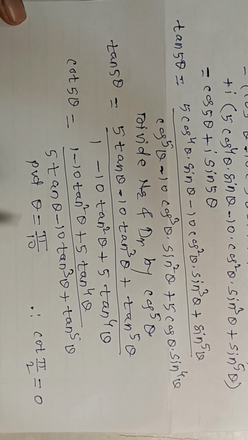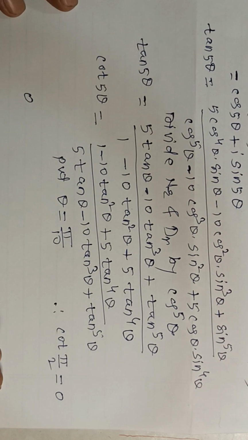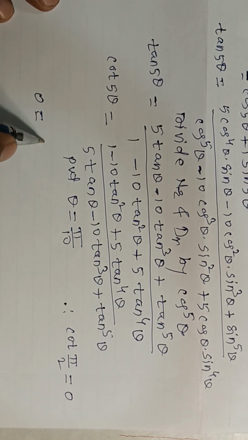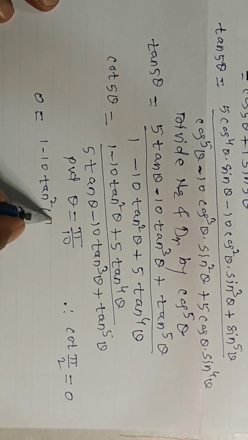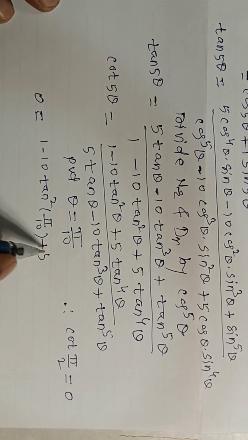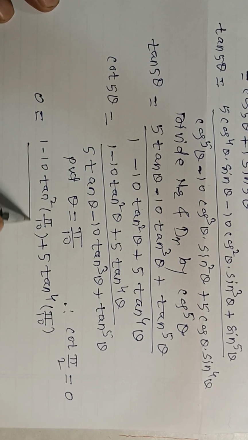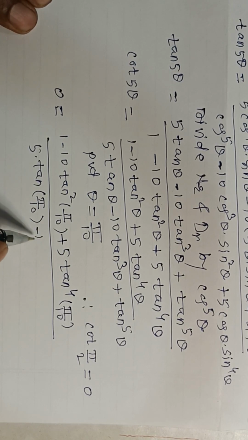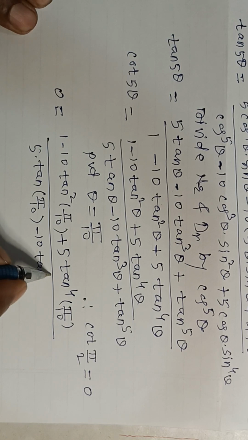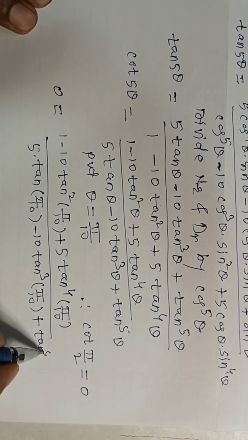If we put theta replaced by pi by 10, 0 is equal to 1 minus 10 times tan square pi by 10 plus 5 times 4th power of tan of pi by 10, divided by 5 times tan pi by 10 minus 10 times tan cube pi by 10 plus 5th power of tan of pi by 10.